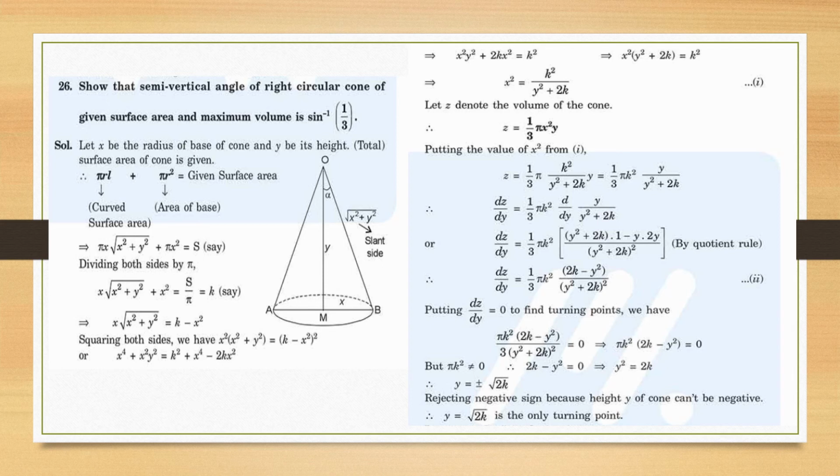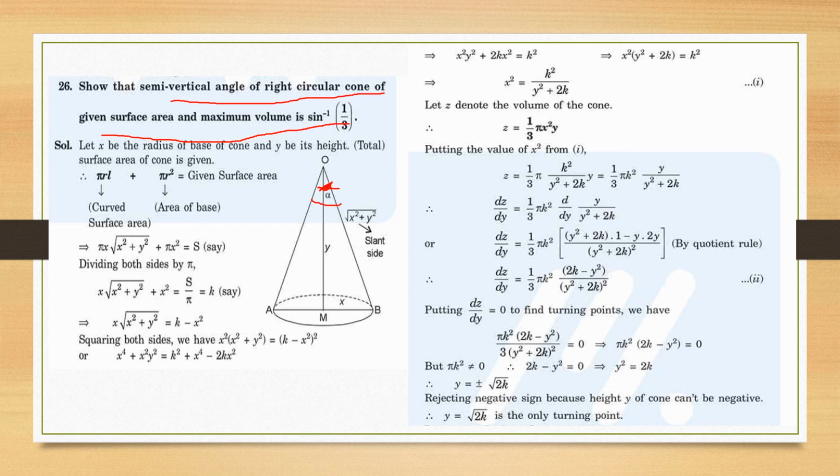Show that the semi-vertical angle of a right circular cone of given surface area and maximum volume is sine inverse 1 by 3. Semi-vertical angle is this angle. This angle is called the semi-vertical angle. Here this is the complete vertical angle, and semi-vertical is half of it.